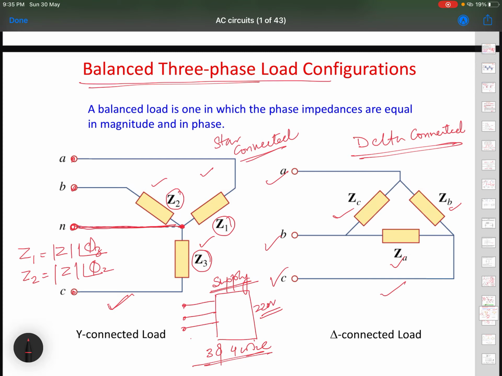So now let us see in what ways the loads can be connected to the source and how these loads can be analyzed. We are talking about the case where it is a balanced load. If the system is not balanced, then we cannot apply the methods which I am going to tell you. But in the case of a balanced load, it is a very useful way to calculate the currents and voltages. It makes things very simple.